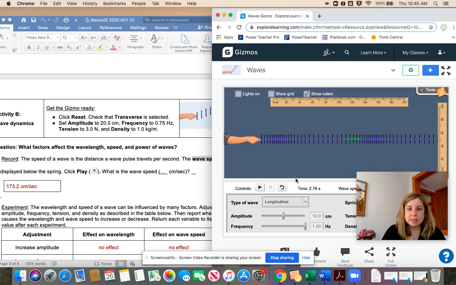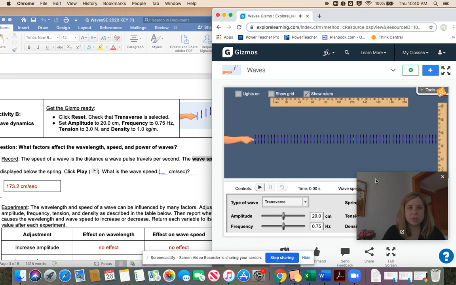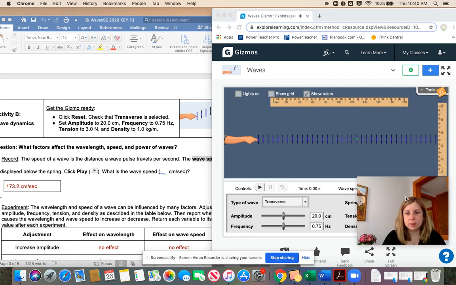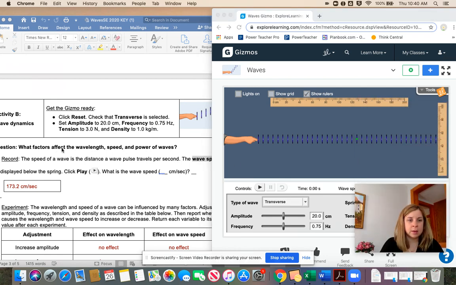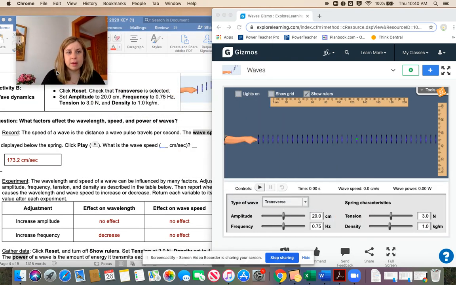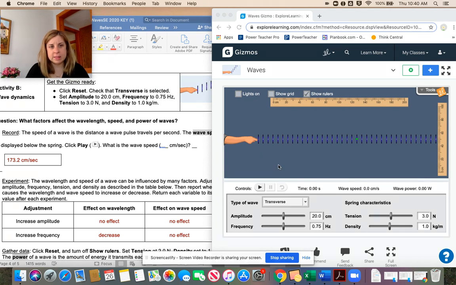So I'm clicking reset, transverse, amplitude is at 20, frequency is at 0.75, tension is at 3, and density is at 1. Okay. And it says record the speed of the wave. Oh, I gotta move this. I'm gonna move my video up here so that we can see everything over here going on. Okay. And then I'm gonna press play.